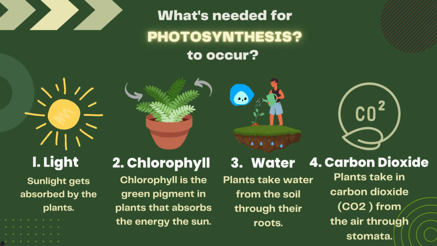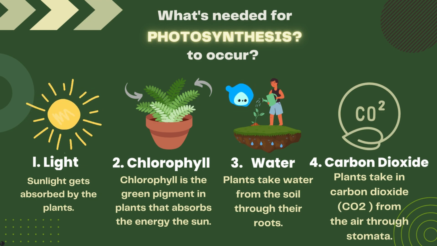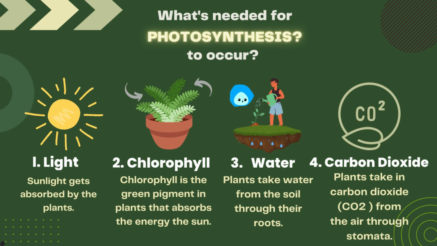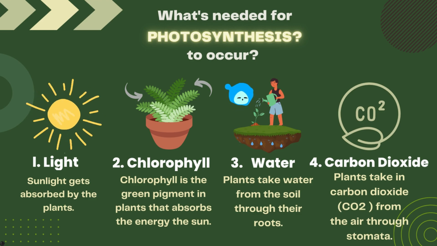Lastly, carbon dioxide comes from the air that plants use in the photosynthesis process to feed themselves. The carbon dioxide enters the leaves of the plants through small pores called stomata. Once the carbon dioxide enters the plants, the process begins with the help of sunlight and water.